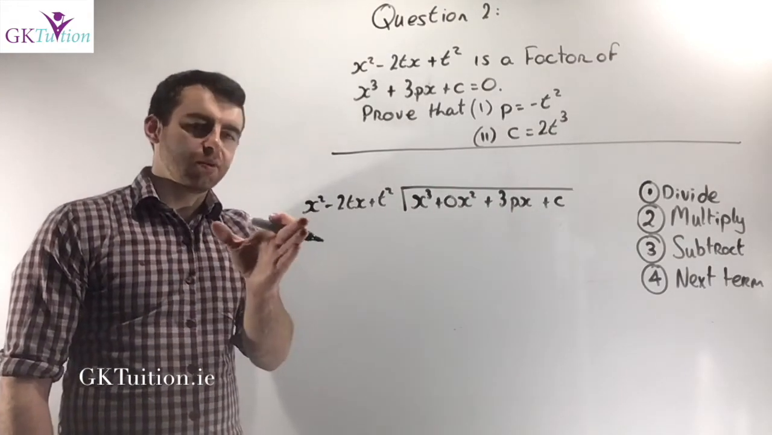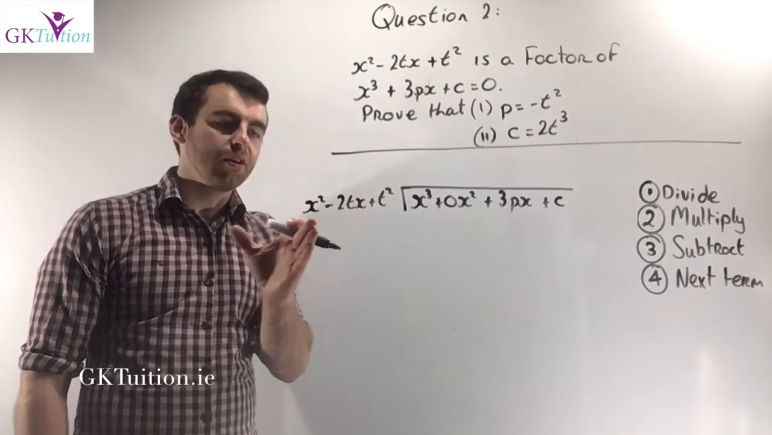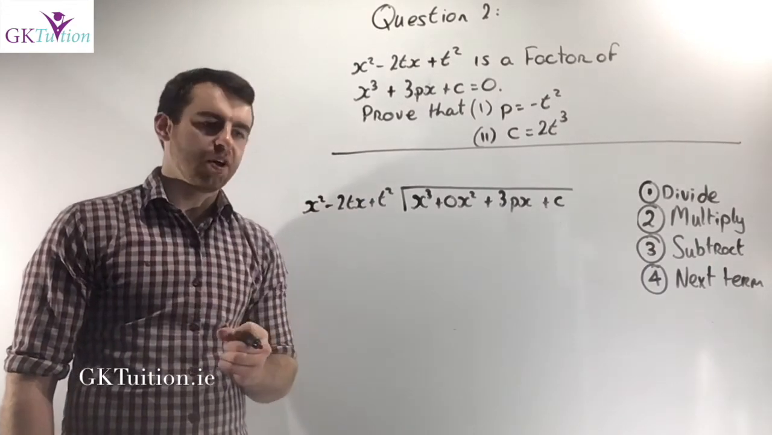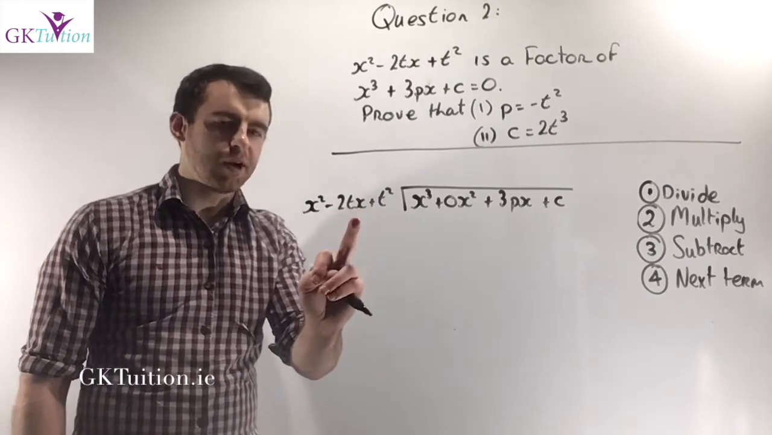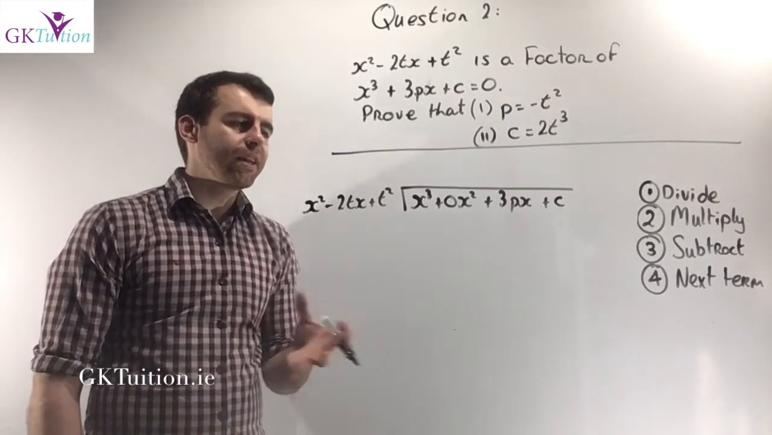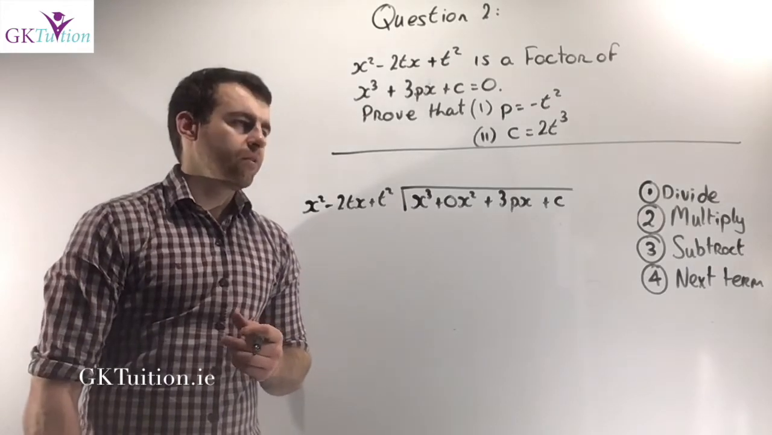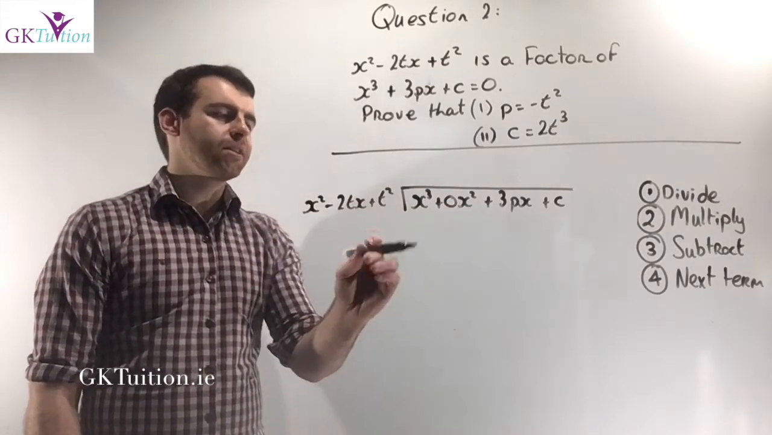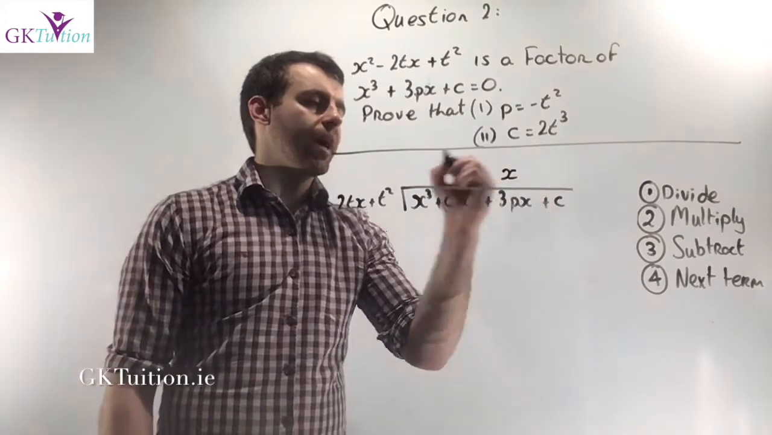Just be aware that also here, in the thing you're dividing in, that also has to decrease by a power of 1 each time. So I have an x squared, an x to the power of 1, and then there's no x's, so that one's fine. So I'm ready now, I can just carry out my long division. The first thing I'll do is divide x squared into x cubed, and that will give me x.